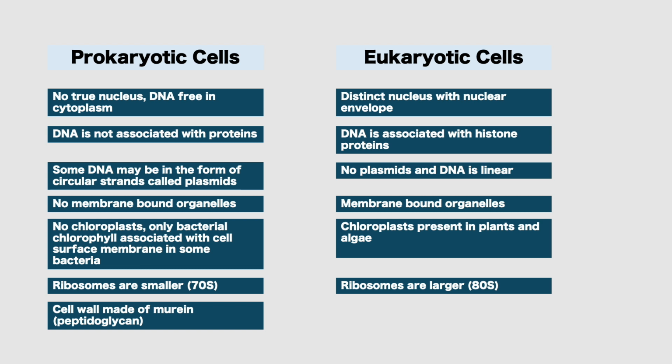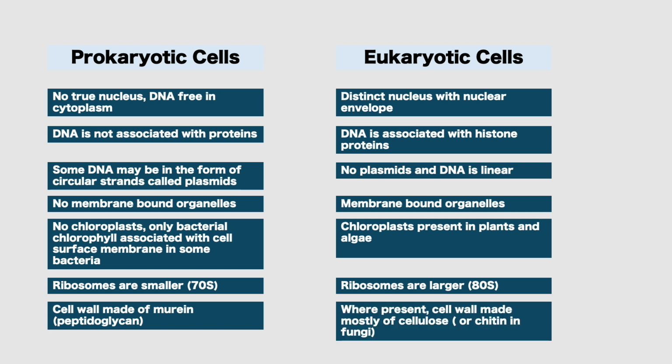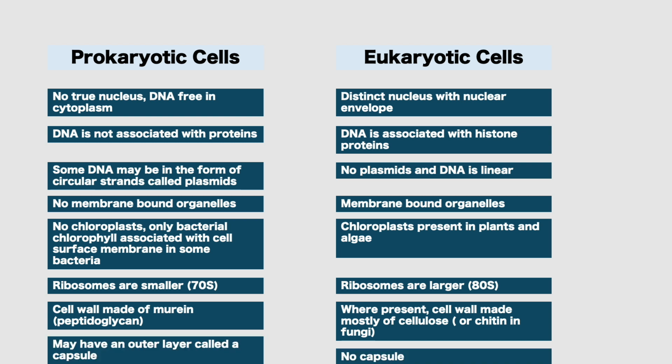In prokaryotic cells, the cell wall is made of murein, which is a peptidoglycan, and in eukaryotic cells, where present, the cell wall is made mostly of cellulose, or chitin in fungi. Prokaryotic cells have an outer layer called the capsule, and eukaryotic cells have no capsule.